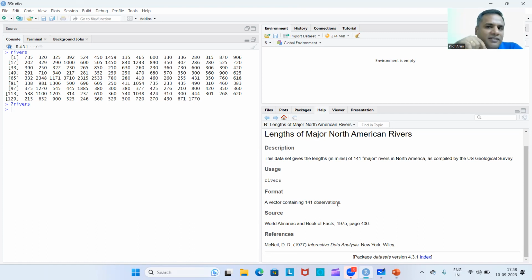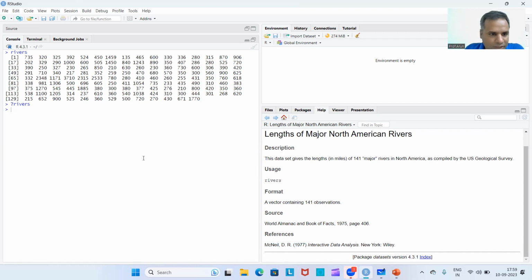The rivers data set is a vector. Just imagine how tedious it would have been if you had to remember these 141 values. So somebody created a vector called rivers and stored 141 values in it. A vector is used to store values in R. It was given in 1975, and this is the author reference. If you are using the rivers data set, you have to cite this author, McNeil, 1977.